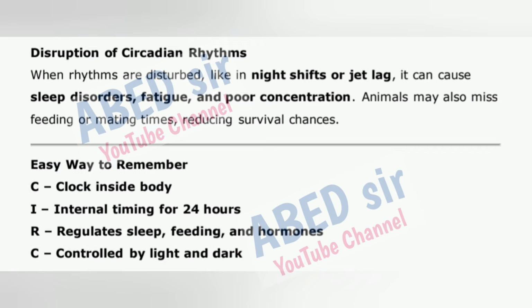Easy way to remember. C. Clock inside body. I. Internal timing for 24 hours. R. Regulates sleep, feeding, and hormones. C. Controlled by light and dark.